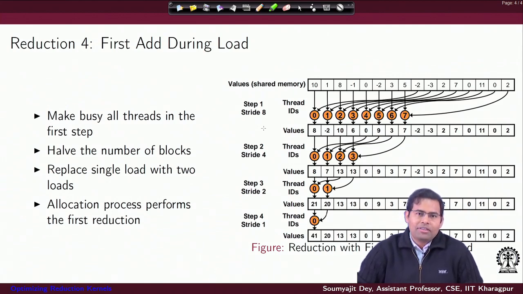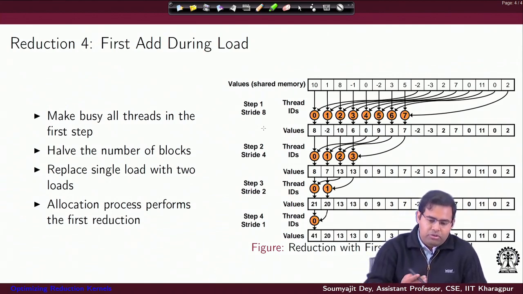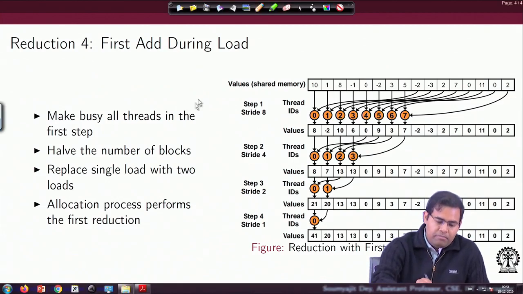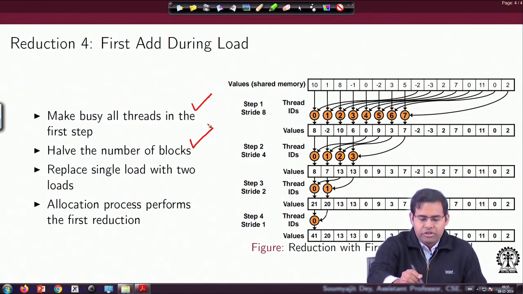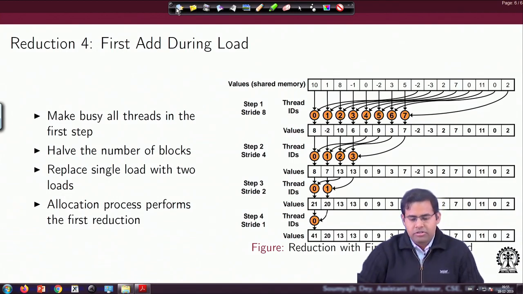As a side effect, that is going to halve the number of blocks also, right? So I increase the per thread activity, and as a side effect, I am decreasing the number of blocks. So essentially, I am replacing one single load with 2 loads and an addition for all the threads, right? So this is the first step of the reduction, which we ensured is going to be done by all the threads together.